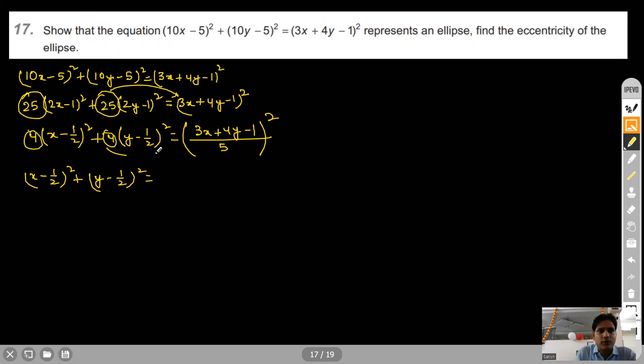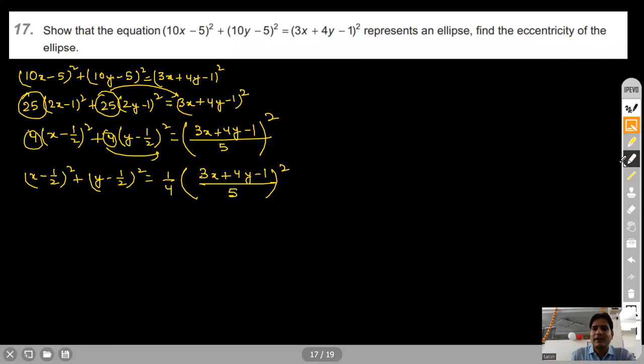Again, I will take this 4 to this side. So this will be 1 by 4 times (3x plus 4y minus 1 upon 5) whole squared. So seeing this expression, you can assume that the thing written on the left hand side will be a distance, right? A distance from any point to (half, half) squared. And this will be the perpendicular distance from the line 3x plus 4y minus 1. Right. And this ratio is less than 1.